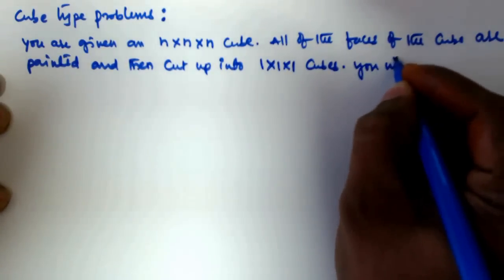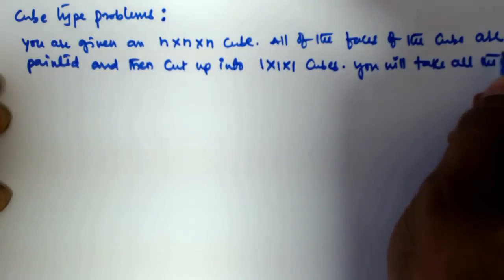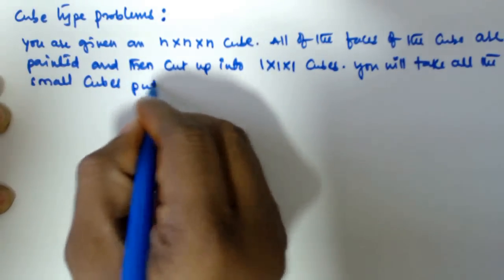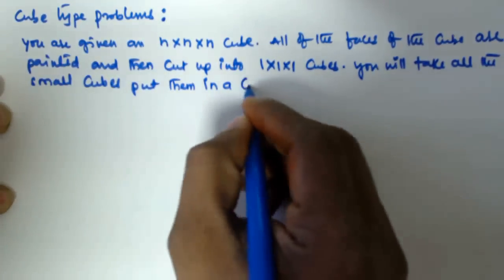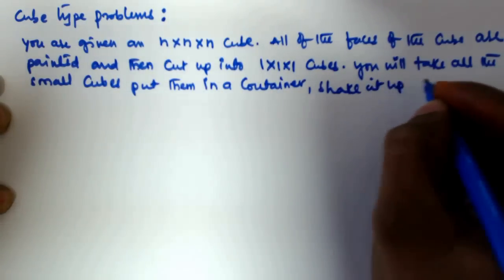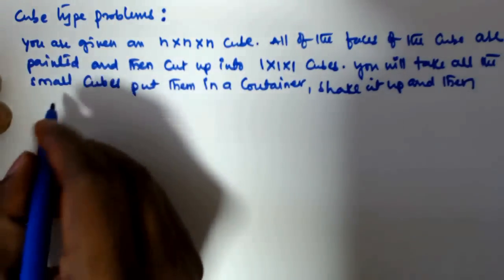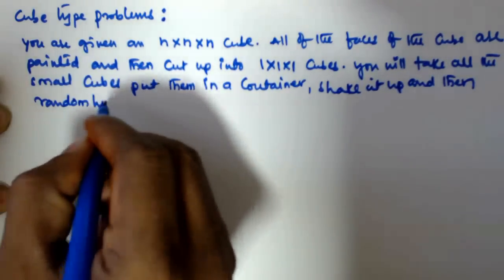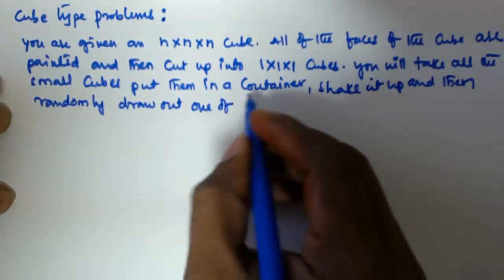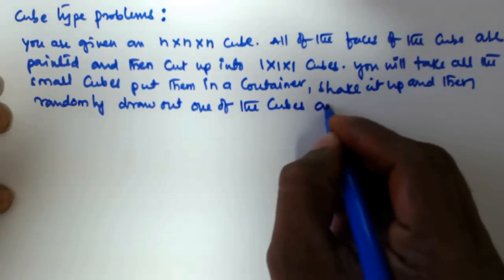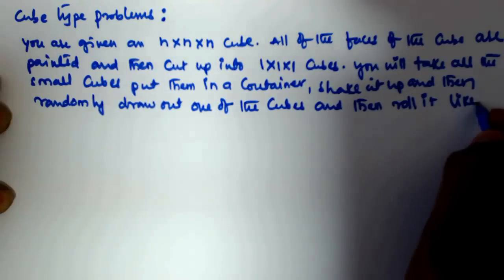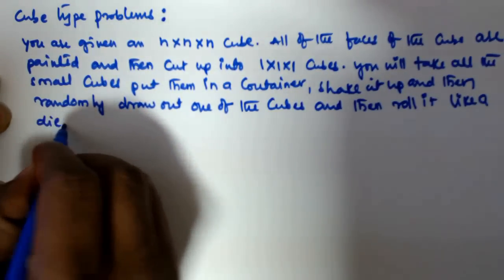You will take all the small cubes, put them in a container, shake it up, and then randomly draw out one of the cubes, and then roll it like a die.